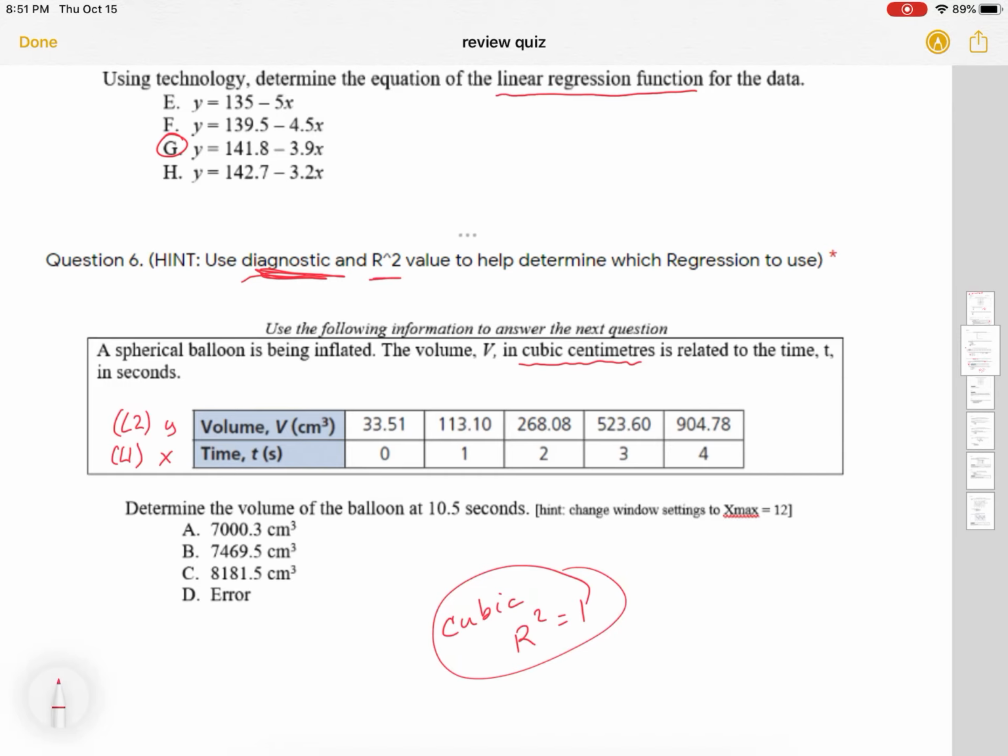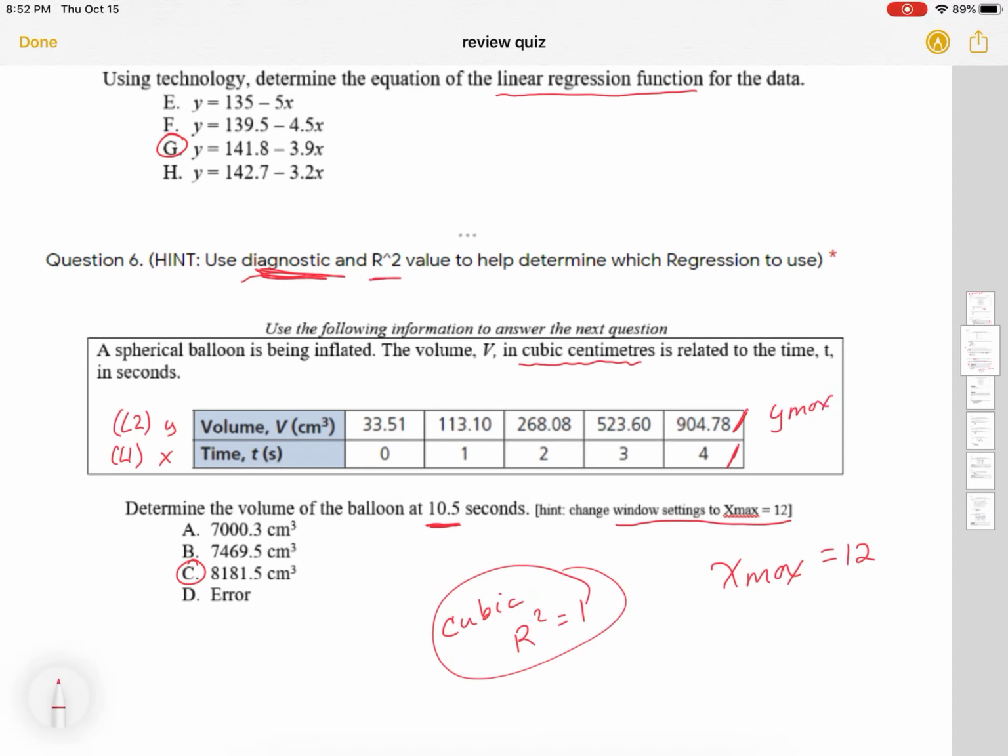When you do it, you put in all your values, and what you get for your answer is C is equal to 8.81.5. Okay, you want to determine the volume of the balloon at 10.5 seconds. So once you get it, you put in 10.5 seconds. You're going to need to change your window settings, because right now it only goes up to 4. So you're going to need to extend your X max, and they recommend 12. That will give you a nice room.